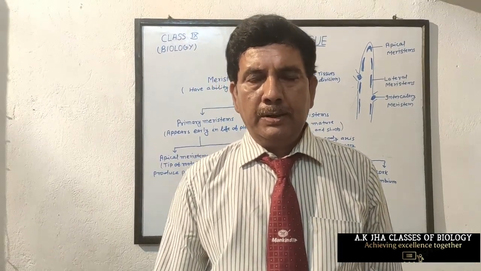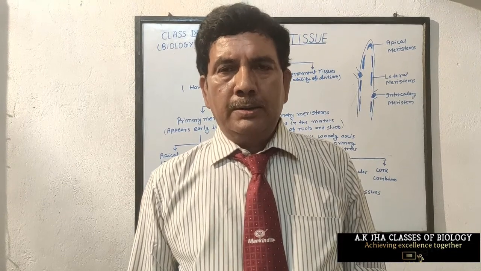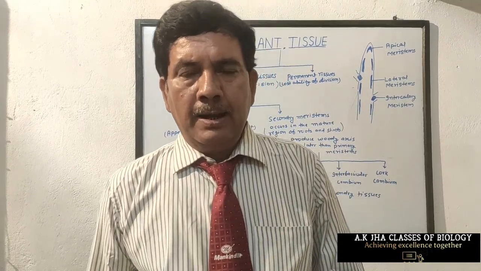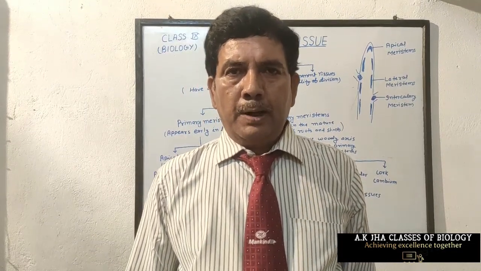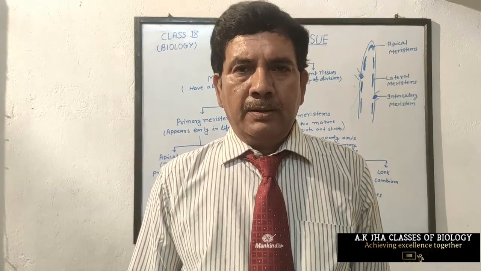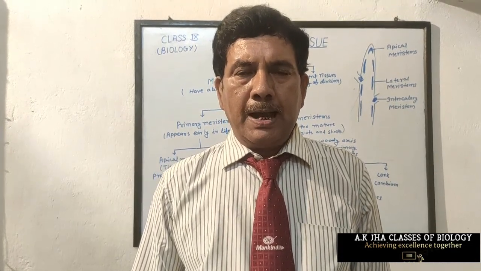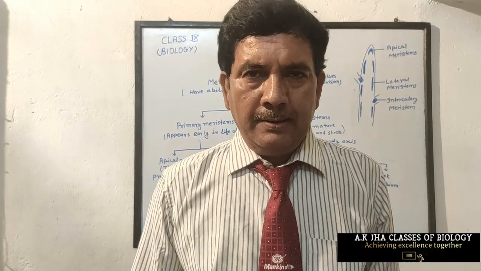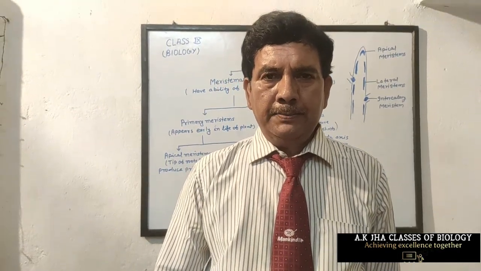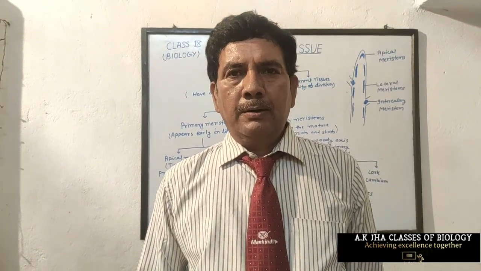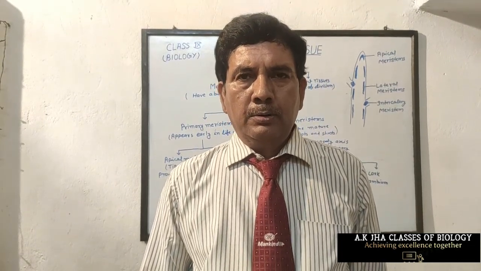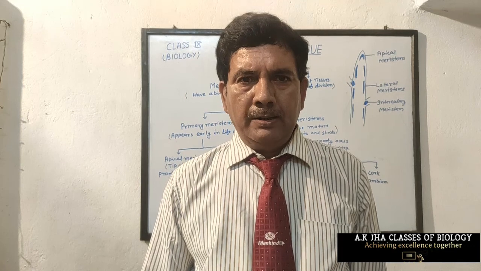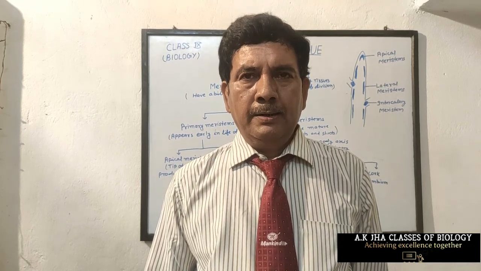Now when meristematic tissue loses the ability of division and performs a particular function, it is converted into specialized types of cells. They become dead or maybe alive. Then they are called permanent tissue. So we study permanent tissue later in the next video.